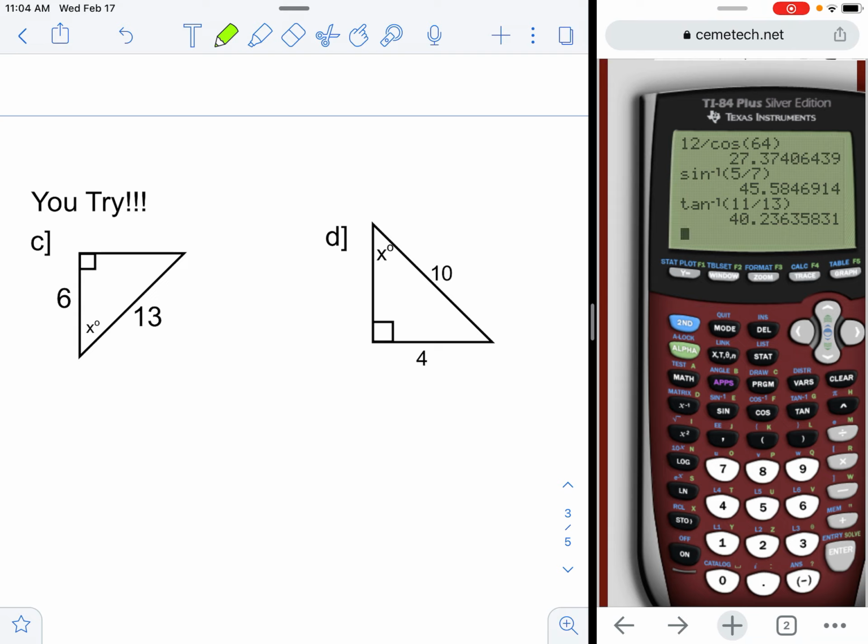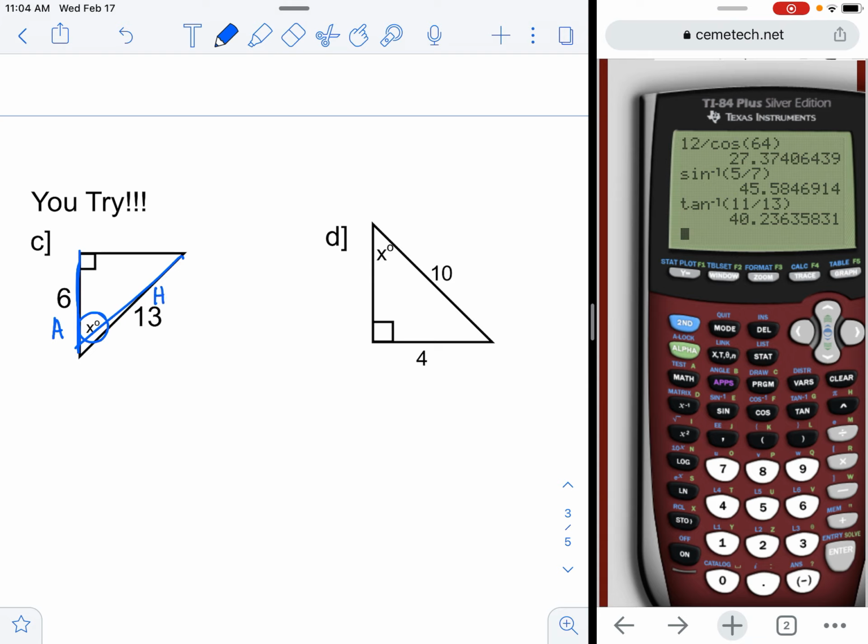All right, go ahead and pause the video and try these 2 on your own. You can come back and see how you did. All right, A, you get C, you get 62.5 degrees. And D, you get 23.6 degrees. So if you had trouble with either of those, watch this next part. If not, you can fast forward to the mixed practice.